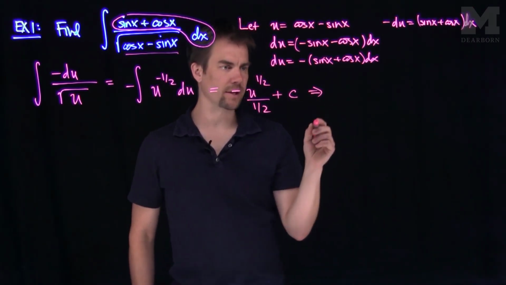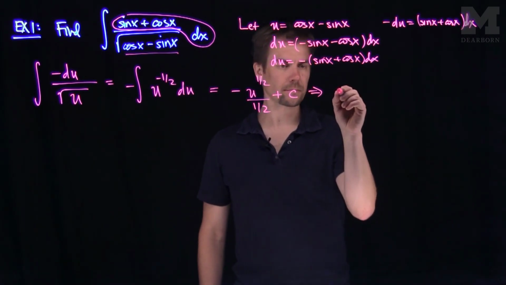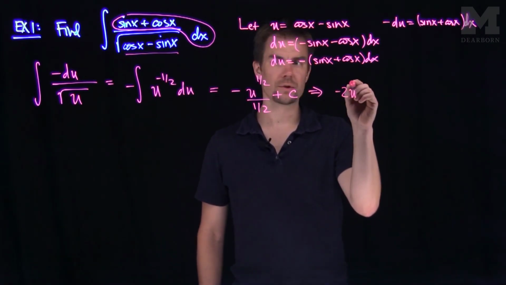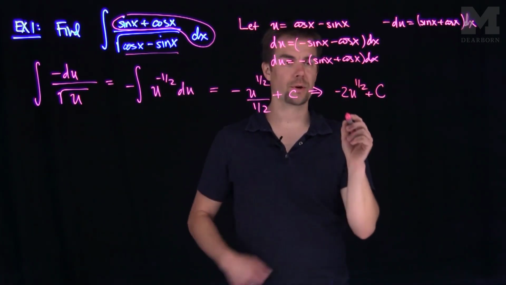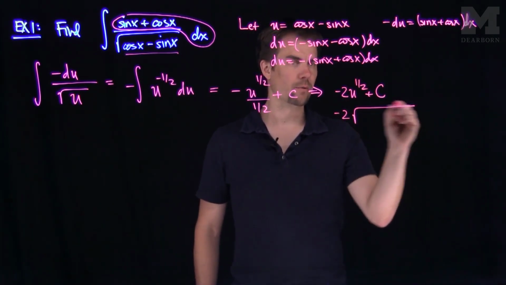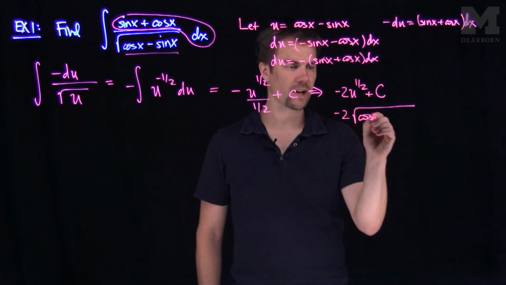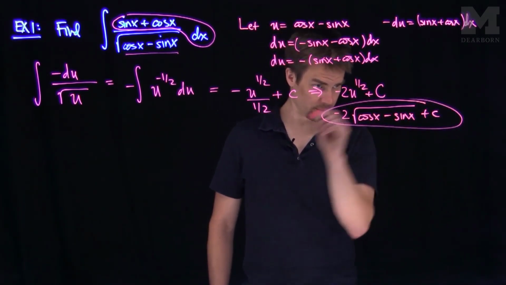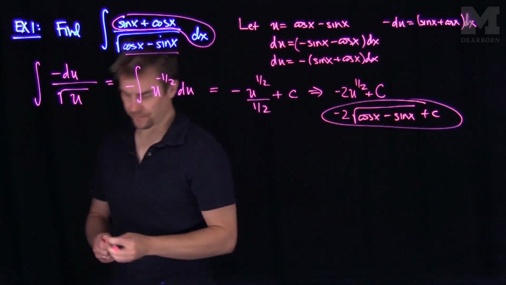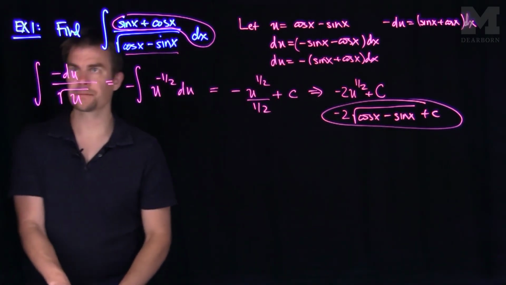Therefore, our antiderivative is exactly going to be negative 2 u to the positive 1/2 plus c. Now we replace what u is. So this is negative 2 times the square root of cosine x minus sine x plus c. And there's a solution to our problem. Let's take a look at another example, example number 2.